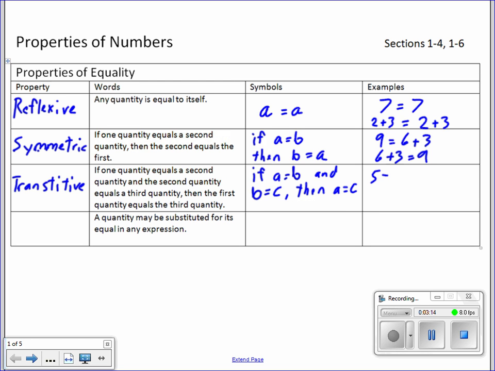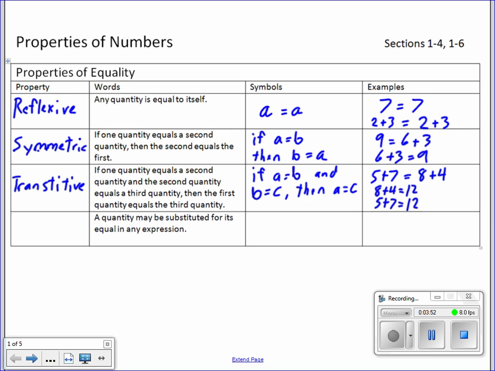So if 5 plus 7 equals 8 plus 4, those are the same. And 8 plus 4 equals 12, then 5 plus 7 would also equal 12. So you can look at it that way. These are all transitive to each other. And 7 plus 5 equals 12, and 8 plus 4 equals 12. That means 5 plus 7 is equal to 8 plus 4.